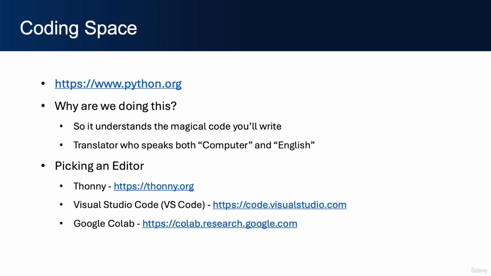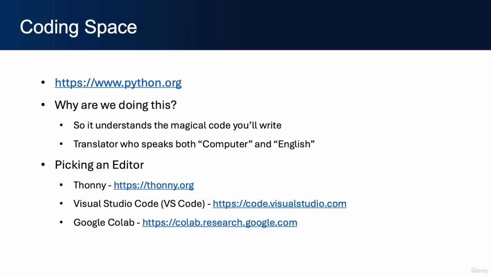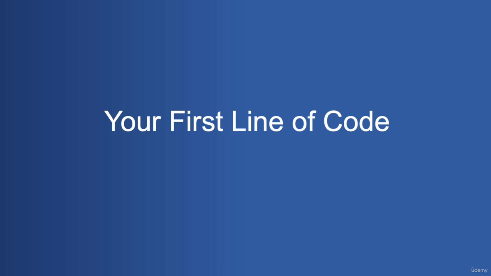So once you've installed Python and chosen an editor, or you decide to follow along with me and do it on the cloud, you've basically set up your coding studio. This is the place you'll create and test all your masterpieces. Next, let's jump into your first line of code.